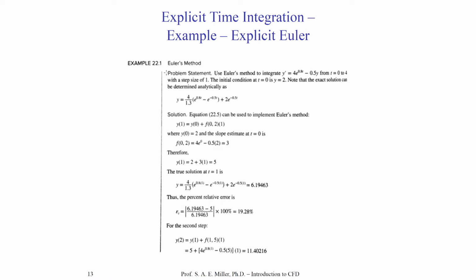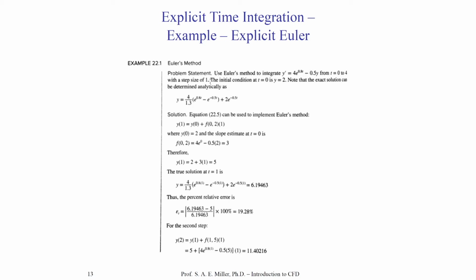Let's read this together. This is from Chung's book. Use Euler's method to integrate y prime, that's partial y partial t, of 4e^(0.8t) minus 0.5y from time of 0 to 4 with a time step of 1. So this means here's our differential equation, a first order ODE, nothing to do with CFD, from time 0 to 4. How do I do that?